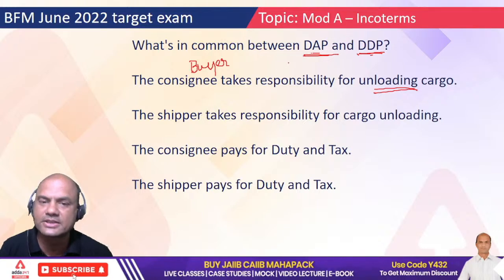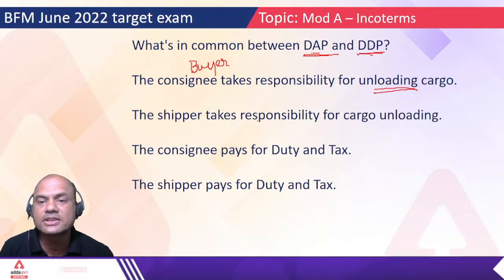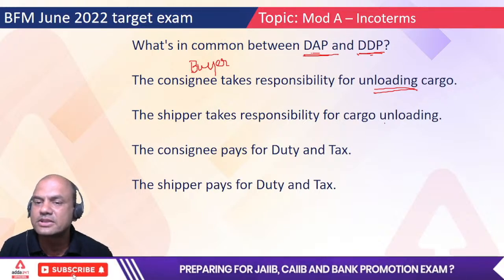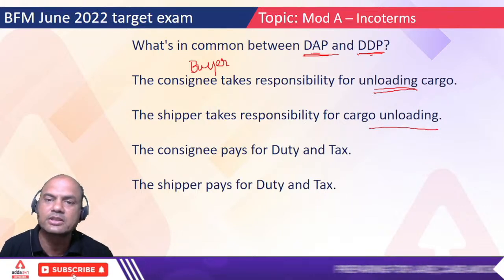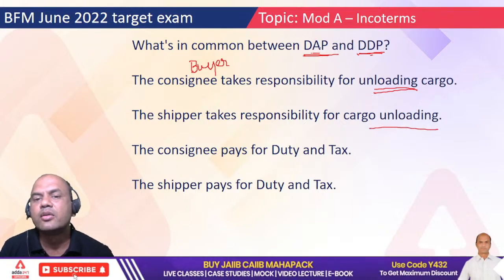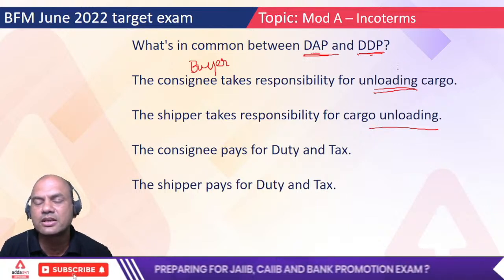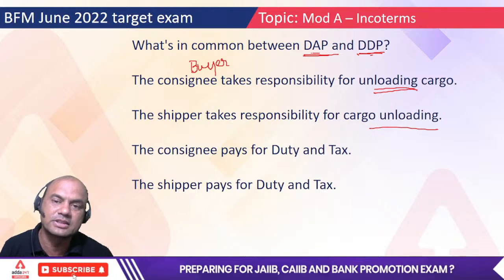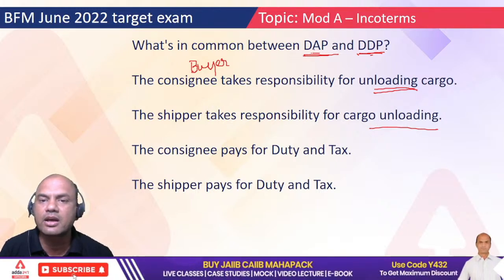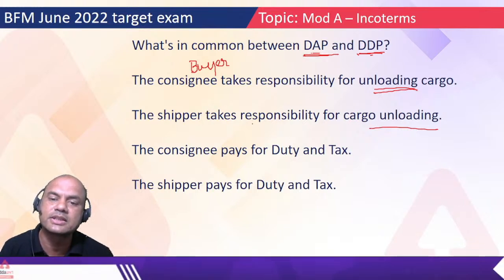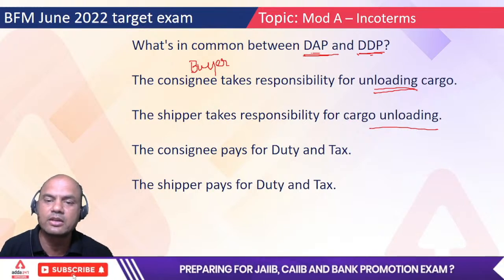DAP and DDP, let's see. The shipper takes the responsibility of cargo unloading. This is definitely not the case because the exporter is not concerned at DAP. DAP means he'll just bring that truck to the place mentioned and leave that truck. That's it. What happens to that truck? How do the goods get unloaded from there? That's not the concern of the seller. So B is definitely not there.